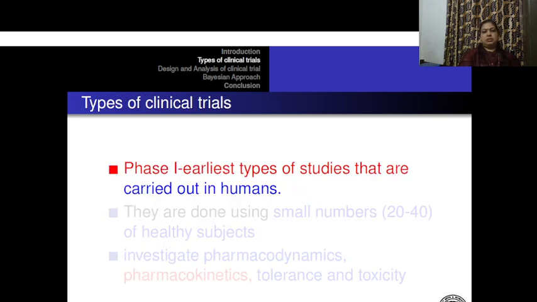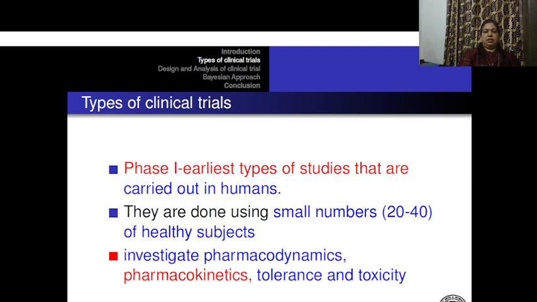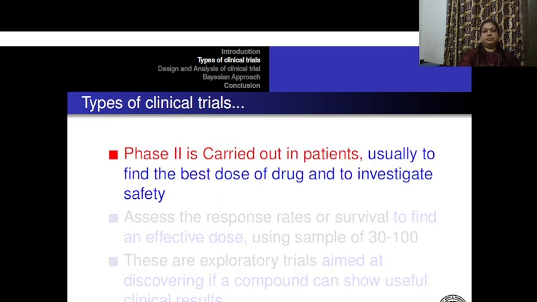Now we will discuss what a phase 1 trial is. Phase 1 trial is the earliest type of study carried out in human beings. That is the first trial in human beings. They are done using small samples, around 20 to 40 healthy subjects, to investigate pharmacodynamics, pharmacokinetics, tolerance and toxicity of the drug. After successfully completing the phase 1 trial, it will then move to phase 2 trial.